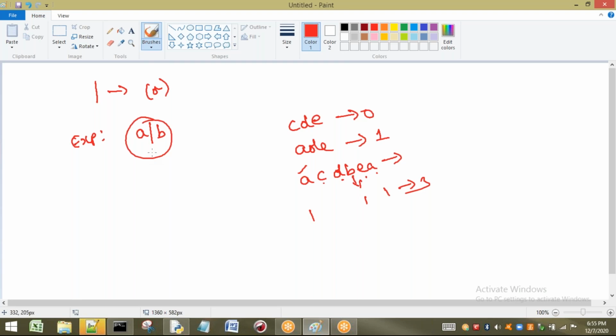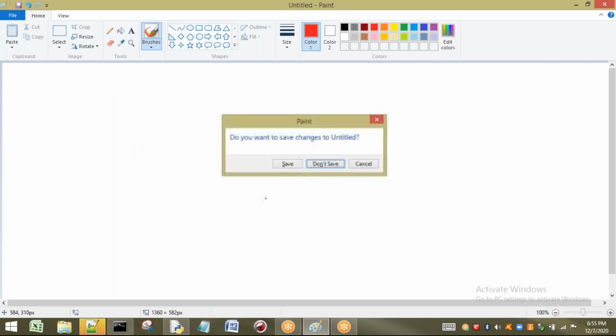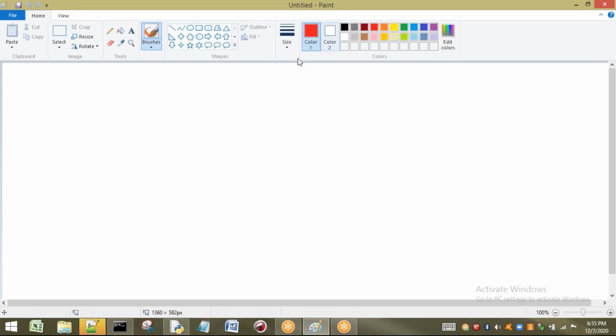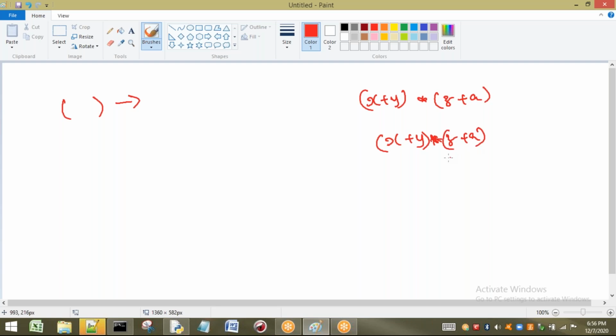Now, next one, we are going to have one more meta character which is very important to check. That is nothing but brackets, or we can say parentheses. Generally, why are we going to use parentheses? For example, x plus y into z plus a. We use parentheses to group the expression, because if I write x plus y into z plus a, it leads to some confusion. So I separate the entire expression into sub expressions.